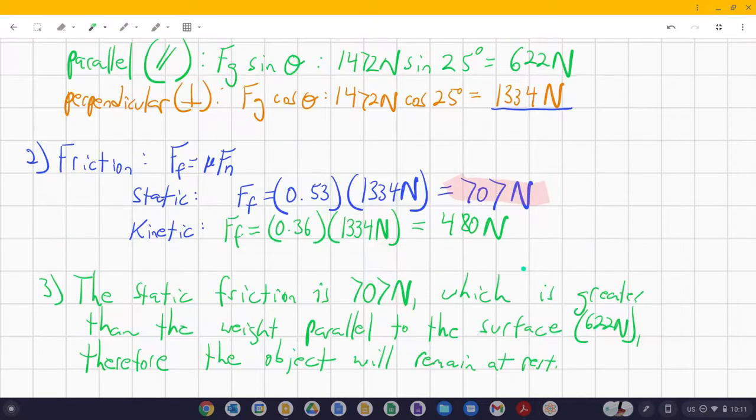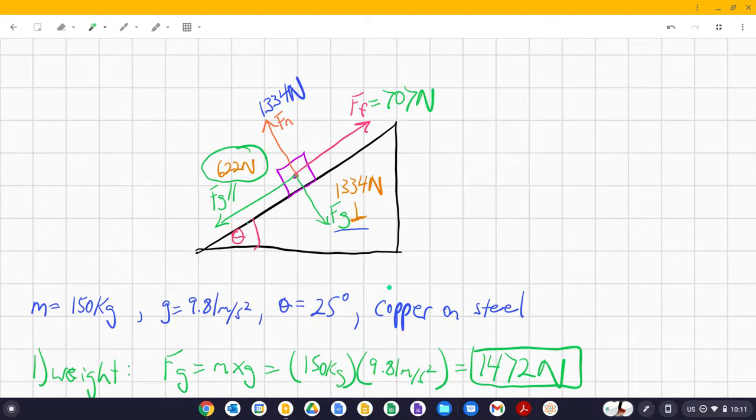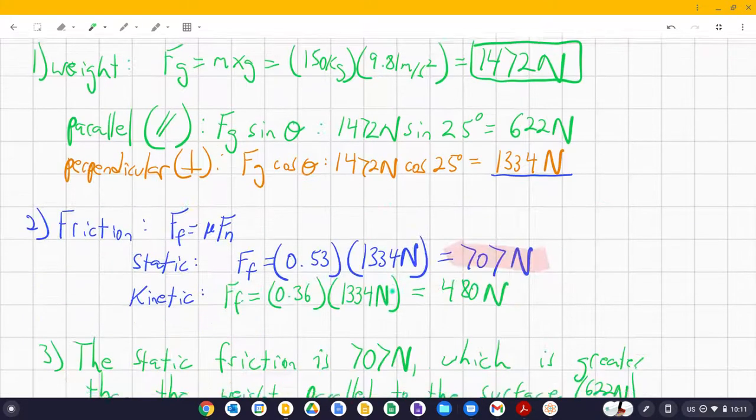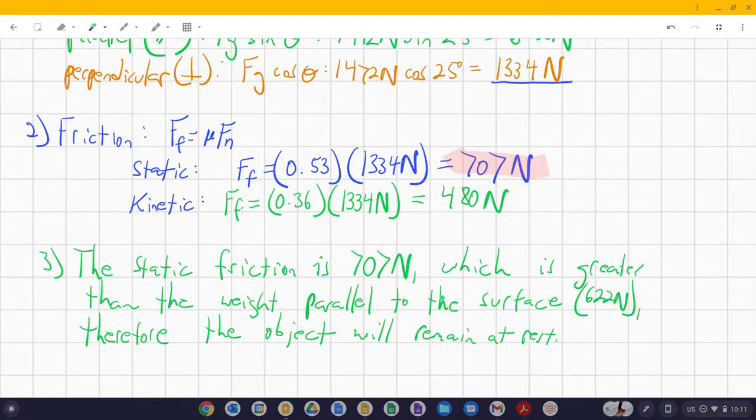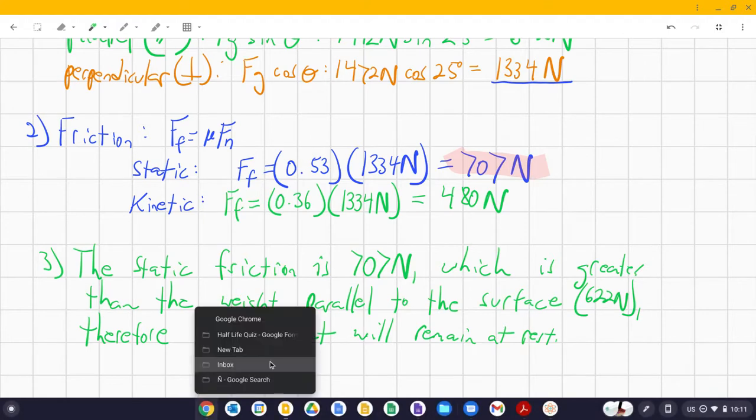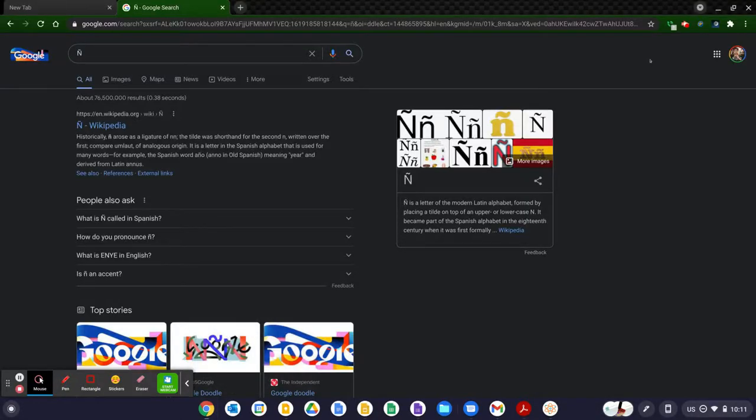All right. I think that's enough. I hope that this helped you understand how to calculate the forces acting on something when it's on a tilt, which is an inclined plane.